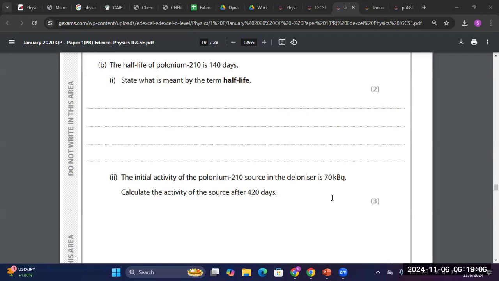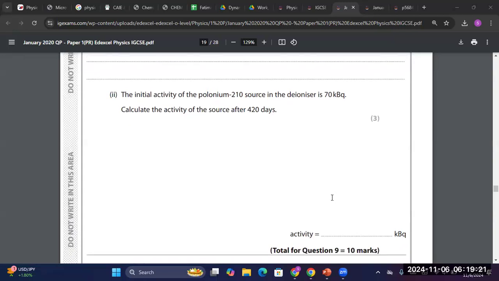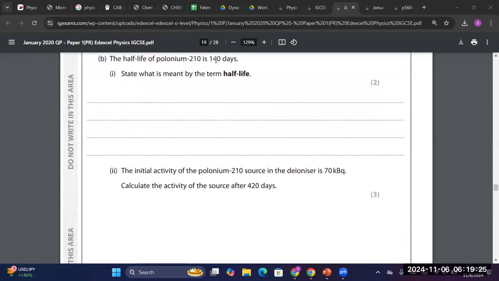Now they're saying the initial activity of the polonium 210 source in the deionizer is 770 kilobecquerels. Calculate the activity of the source after 420 days. So you have been given the half-life, it's 140 days. You have to figure out the activity after 420 days. Okay. Would you guys like me to go over this question with you, or would you like to attempt it yourself?